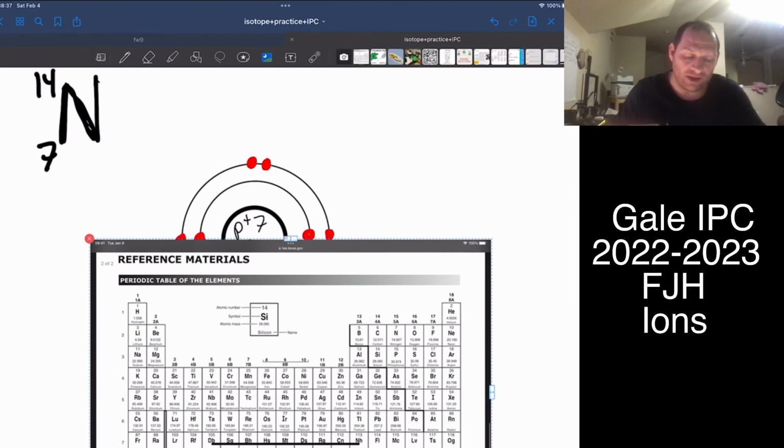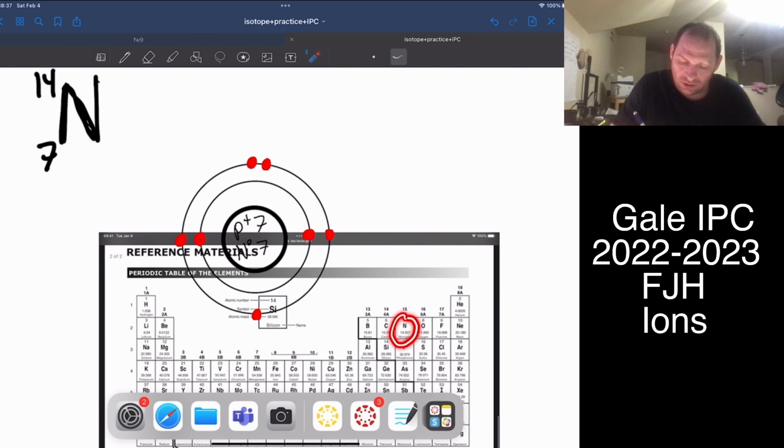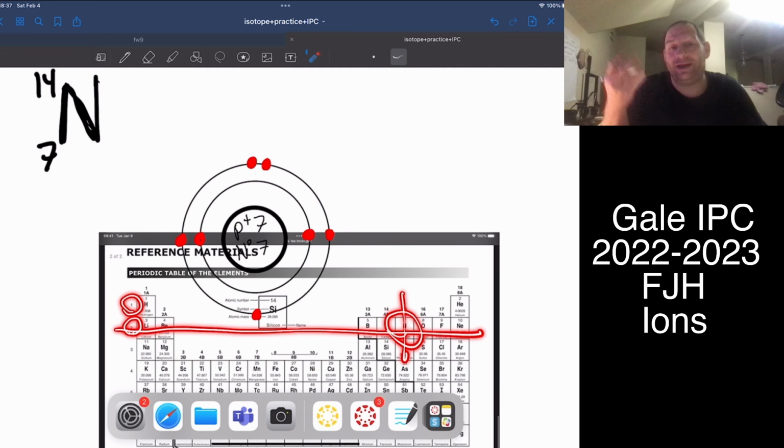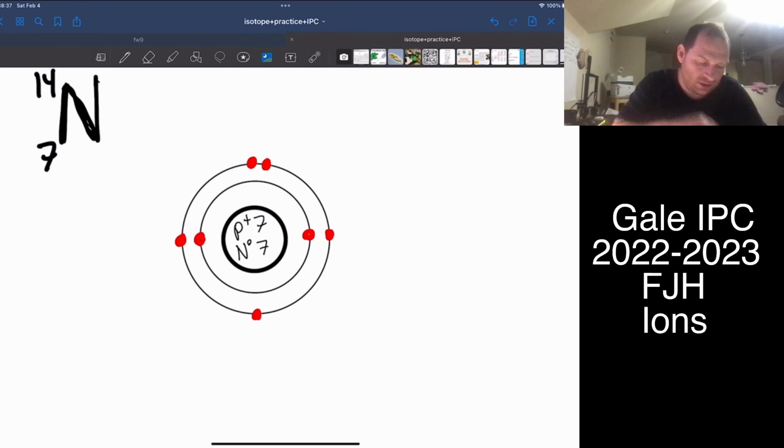We have 7 valence electrons. Just find nitrogen. We have a 5A above here. And I realized I said 7. Oh my gosh. We have 1, 2, 3, 4, 5 valence electrons. Nitrogen, 5A. We did it correct. We have 1, 2 rings. Yep, we got nitrogen. We're good.